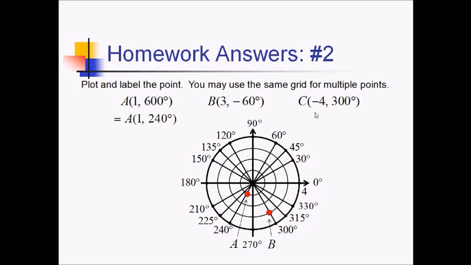And then for C, we're going out 4, but instead of going to 300, we want to go backwards on this 300 ray. So we actually want to go out 4 on the 120. Another way of getting this, you could rewrite this as (4, 120°). If you make the radius positive and add or subtract 180 from the angle, you get the same place.